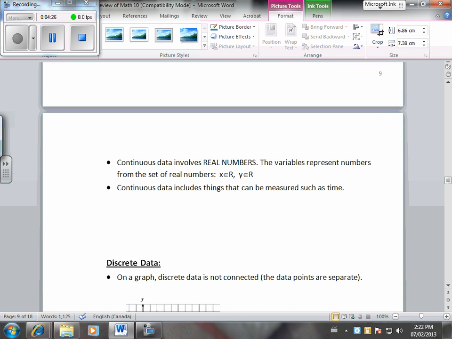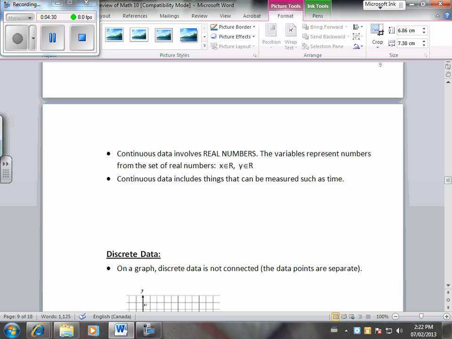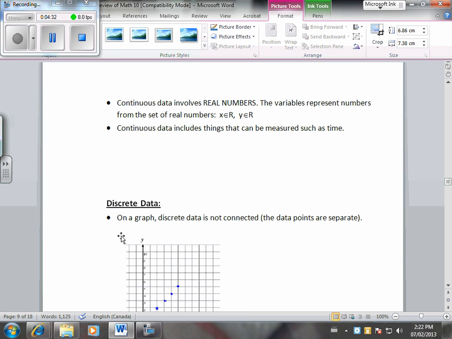So continuous data, and this will still be on the bottom of your page 9, involves real numbers. The variables represent numbers from the set of real numbers. So x belongs to all real numbers and y belongs to all real numbers. And continuous data includes things that can be measured. Time is one of these things.